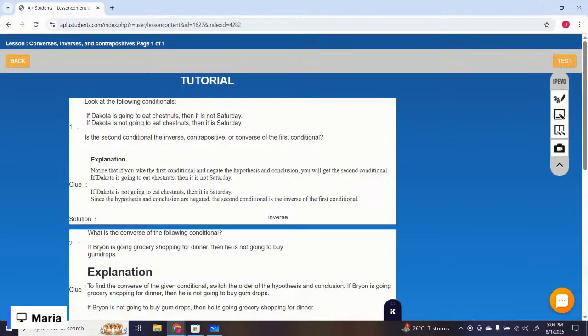The hypothesis and the conclusion are negated, right? In the second one. So the second one is the inverse of the first one. Okay, let's just start with the test questions.